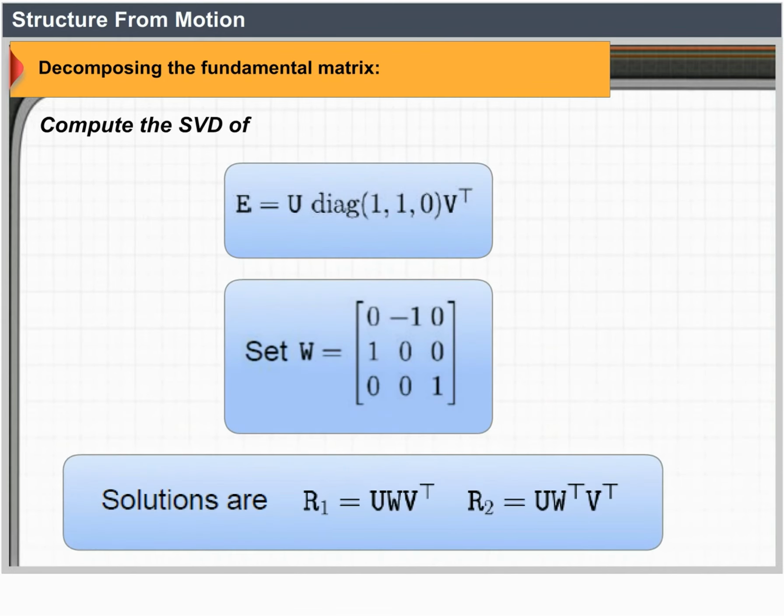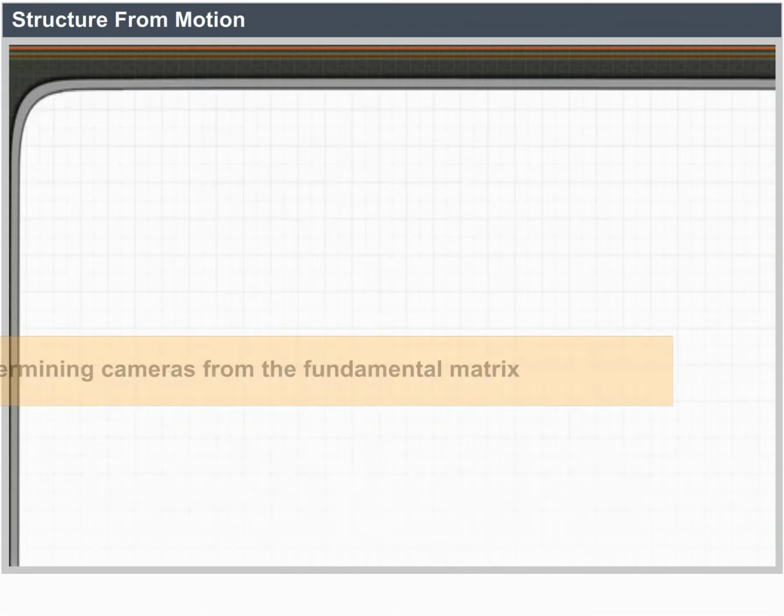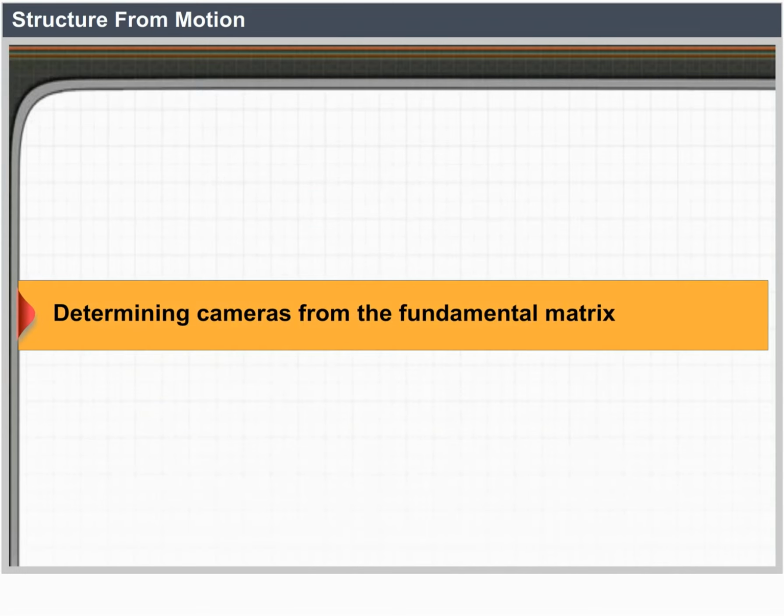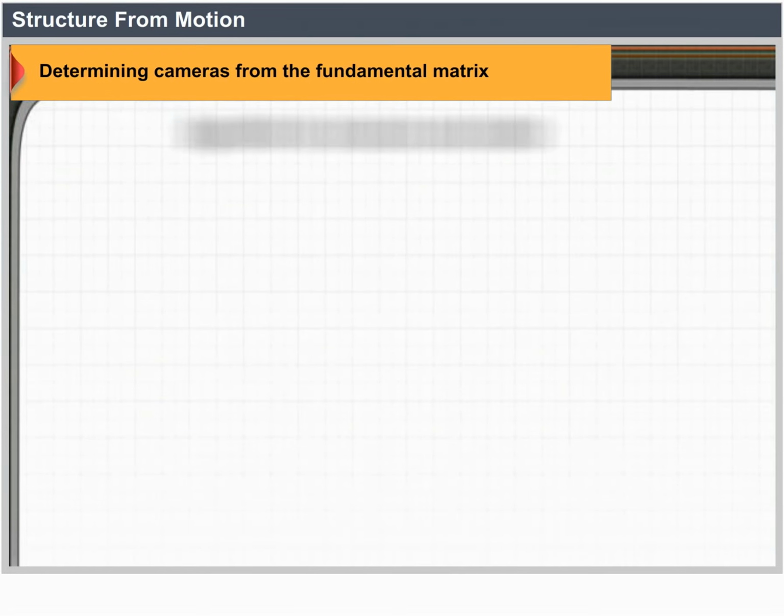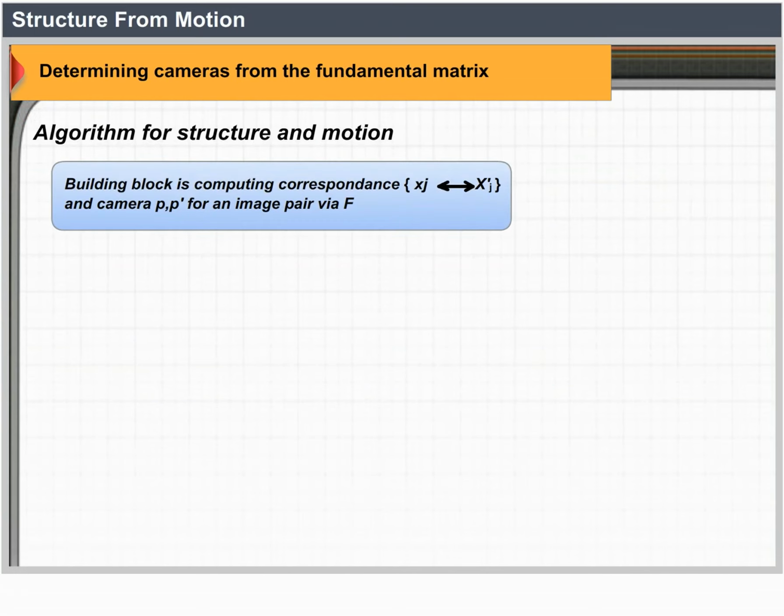Determining cameras from the fundamental matrix. Algorithm for structure and motion. The building block is computing correspondences xj to xj dash and cameras P, P dash for an image pair via F, as represented on screen.